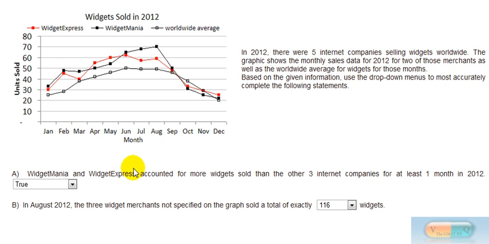So that's how you read this chart. You just need to find at least one example in 2012 for this statement to be true. And again, with part B, you basically just look at one specific month and you do that kind of analysis. You get roughly 120, and the closest answer choice is 116.